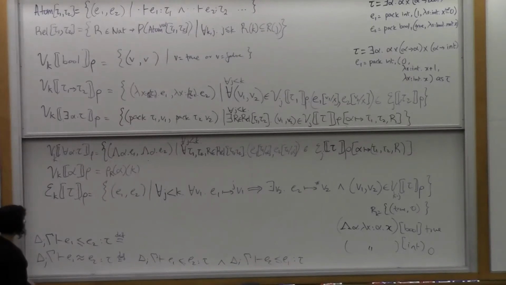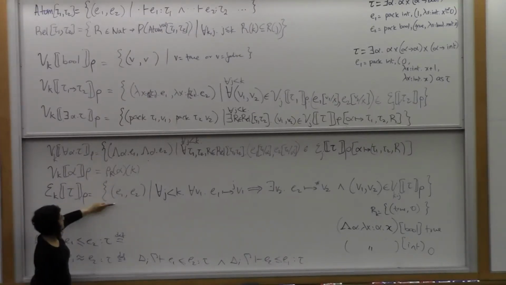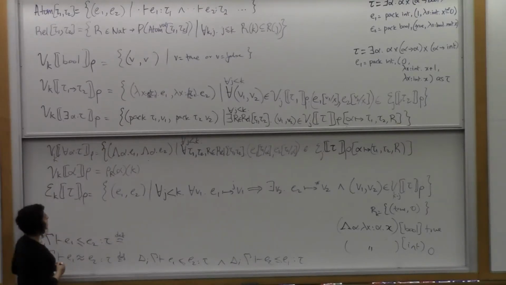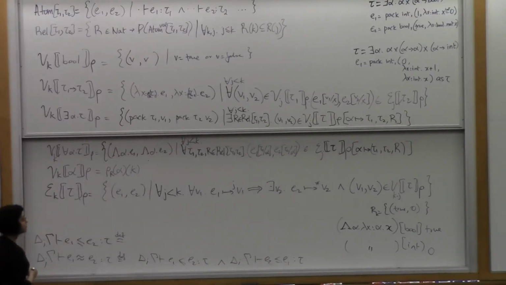All right. So let's extend this to open terms. So far we've been talking about closed values being related and closed terms being related. So what do we need to do for open terms?